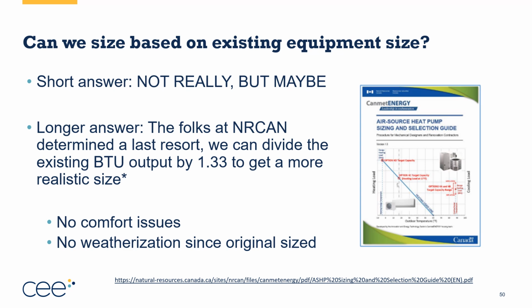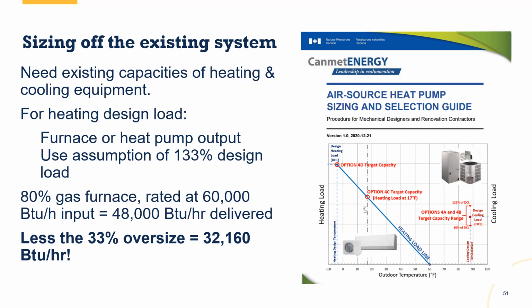So the asterisk here is this is only if the house has no comfort issues and no one has done any weatherization or changed the envelope or added square footage since the last system was installed. If you meet these criteria, you can sort of do this based off of it. So you may recall very early on, we said that Natural Resources Canada identified these as being 125 to 140% oversized. We use 133 as the middle spot there.